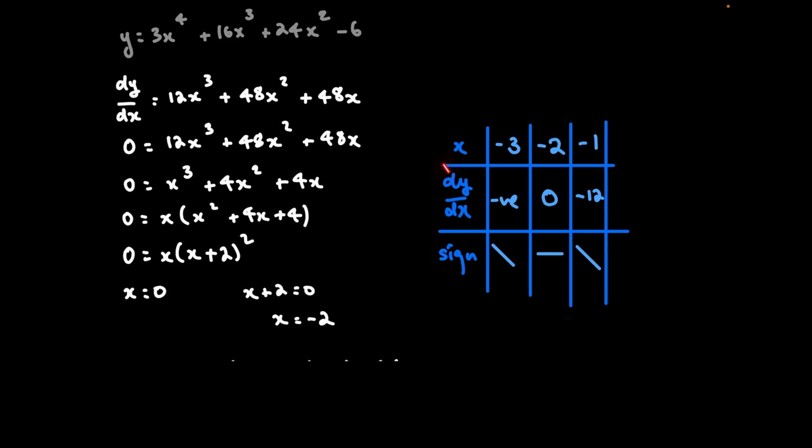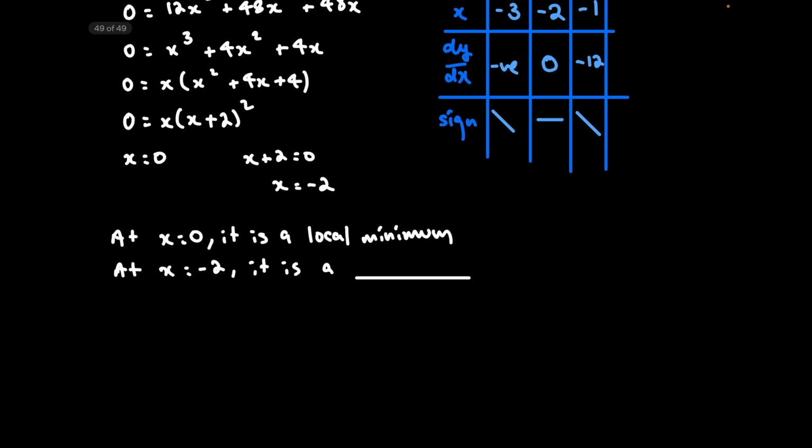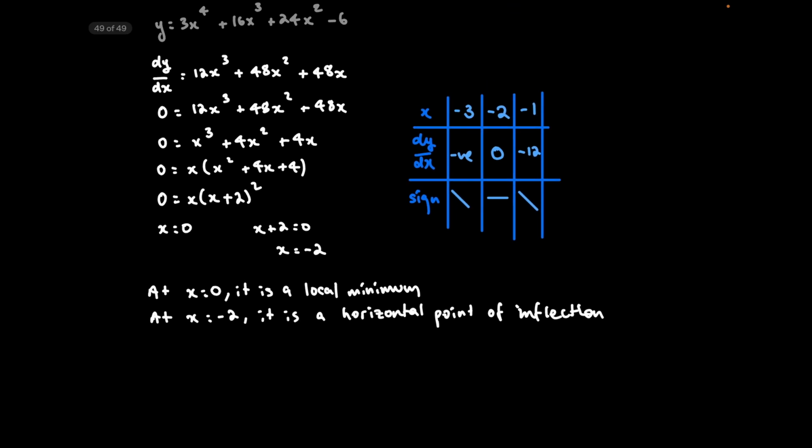So what this means is the graph is decreasing, then it flattens out, then it decreases again. This looks like a horizontal point of inflection. Okay, this looks like a very big horizontal point of inflection. So if that were the case, that's what we can say over here. It is a horizontal point of inflection. And that's how you use the sign test to determine the nature of stationary points.